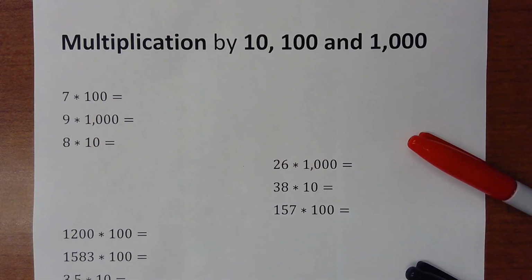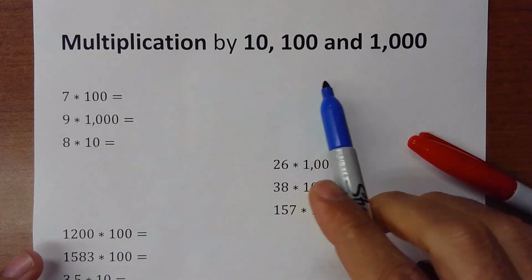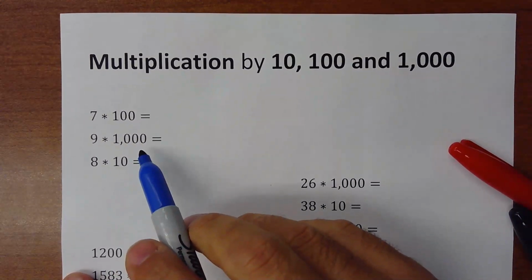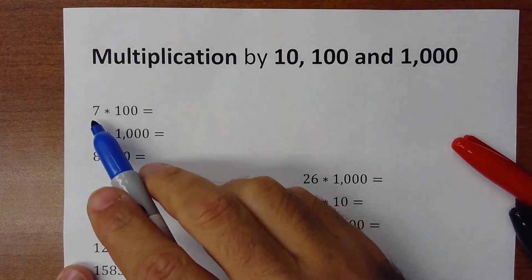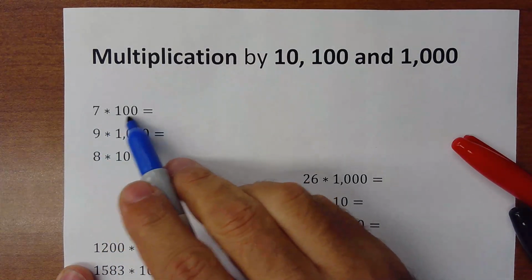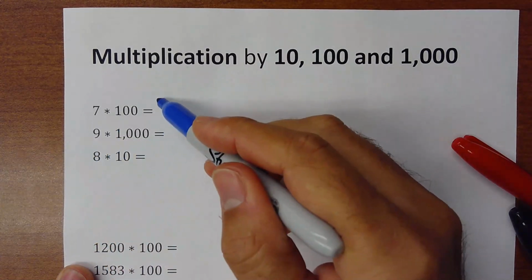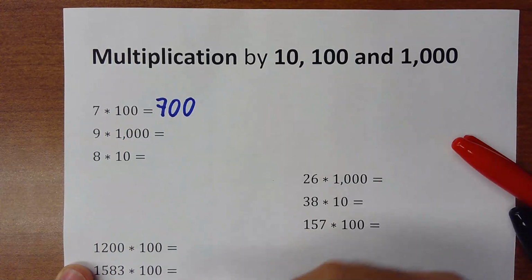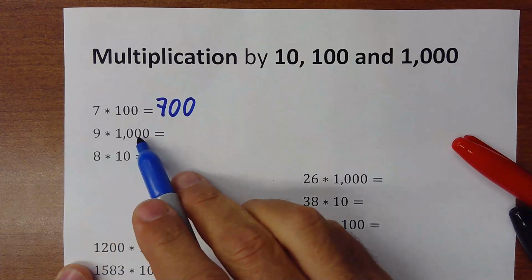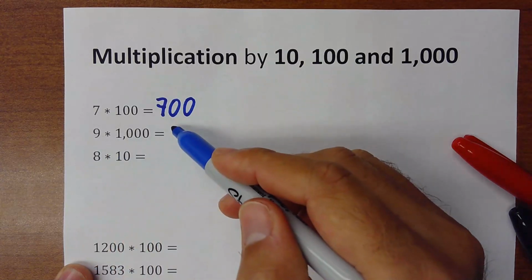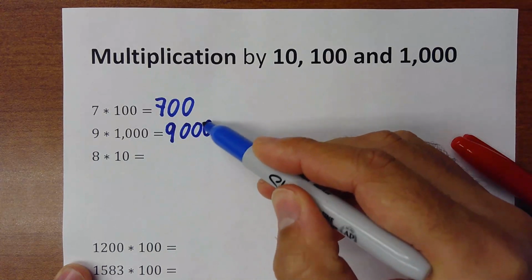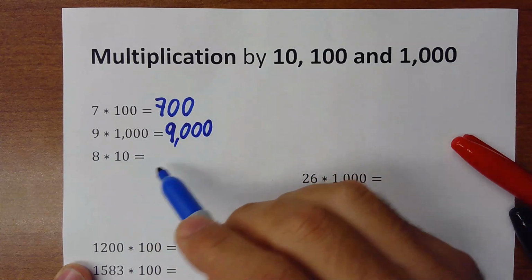Okay, let's check this video, multiplication by 10, 100, and 1000. So this is a very easy topic that sometimes students do not master, but basically 7 times 100 is the same as 7 times 1. You put a 7, and because it has zeros, you just add the zeros here. That's very simple. 9 times 1000 is 9 times 1, 9, and then the 3 zeros of 1000 you add, you put them in the back of the 9, 9,000.